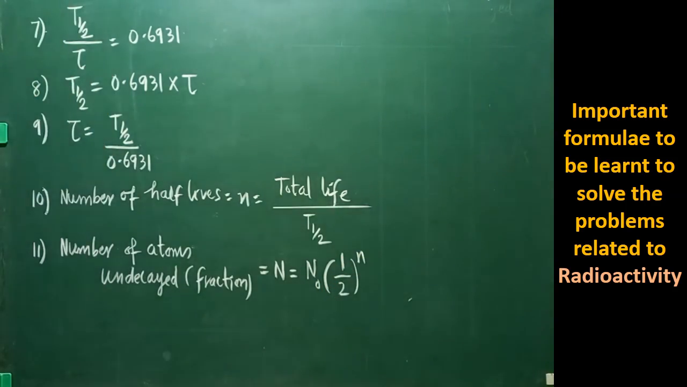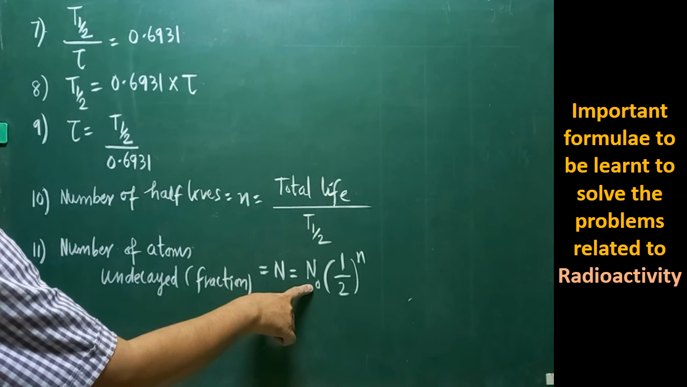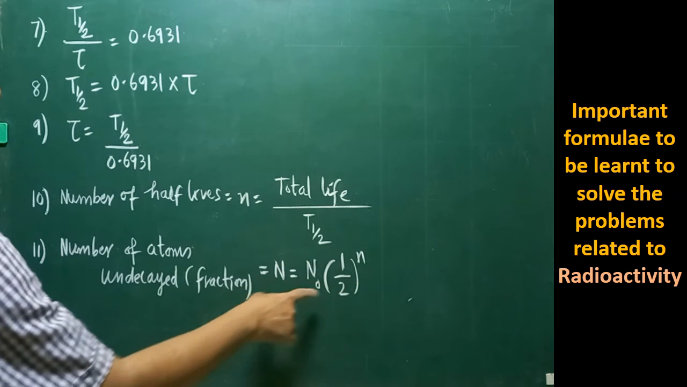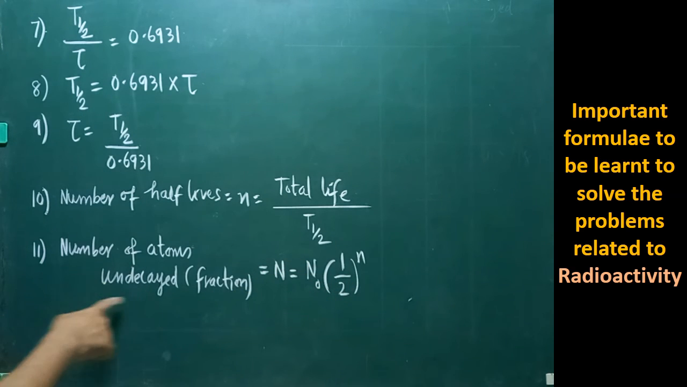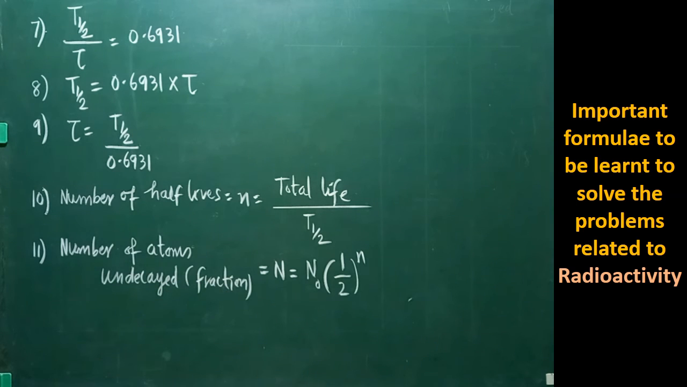So this is the formula. Provided you know the initial number of atoms, this one must be multiplied by this factor, and you will get the number of atoms undecayed. Clear? In terms of fraction it can be calculated. Are you clear? So these are all the important formulae. By using this, you can solve any sort of problem.